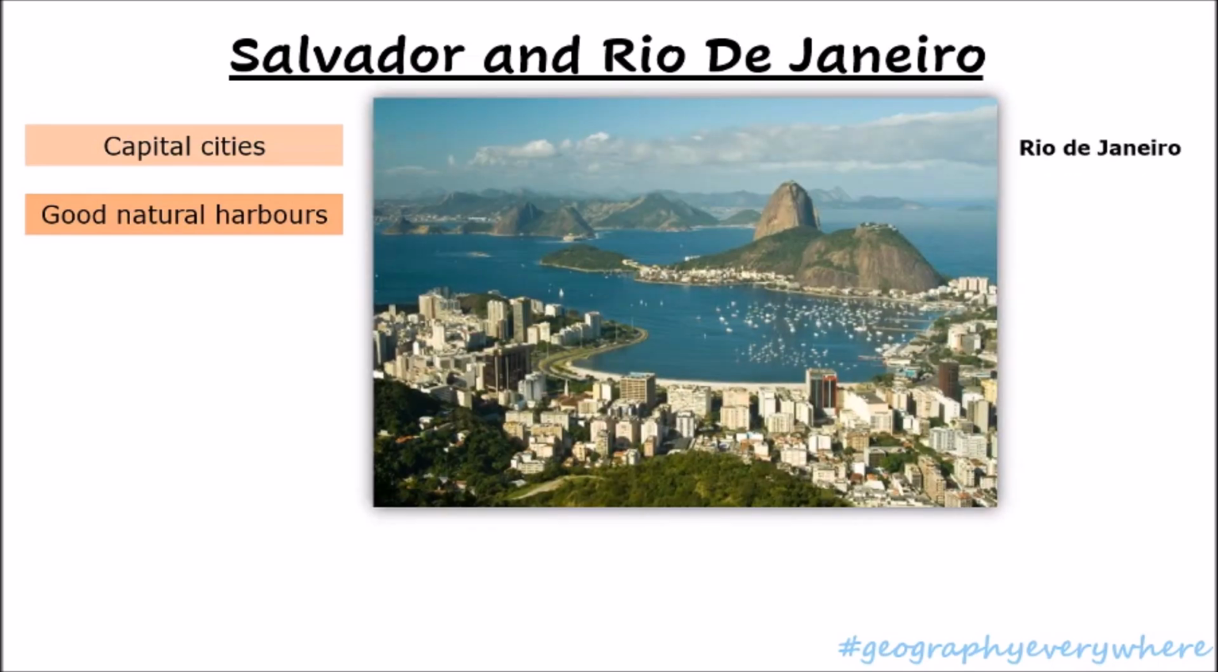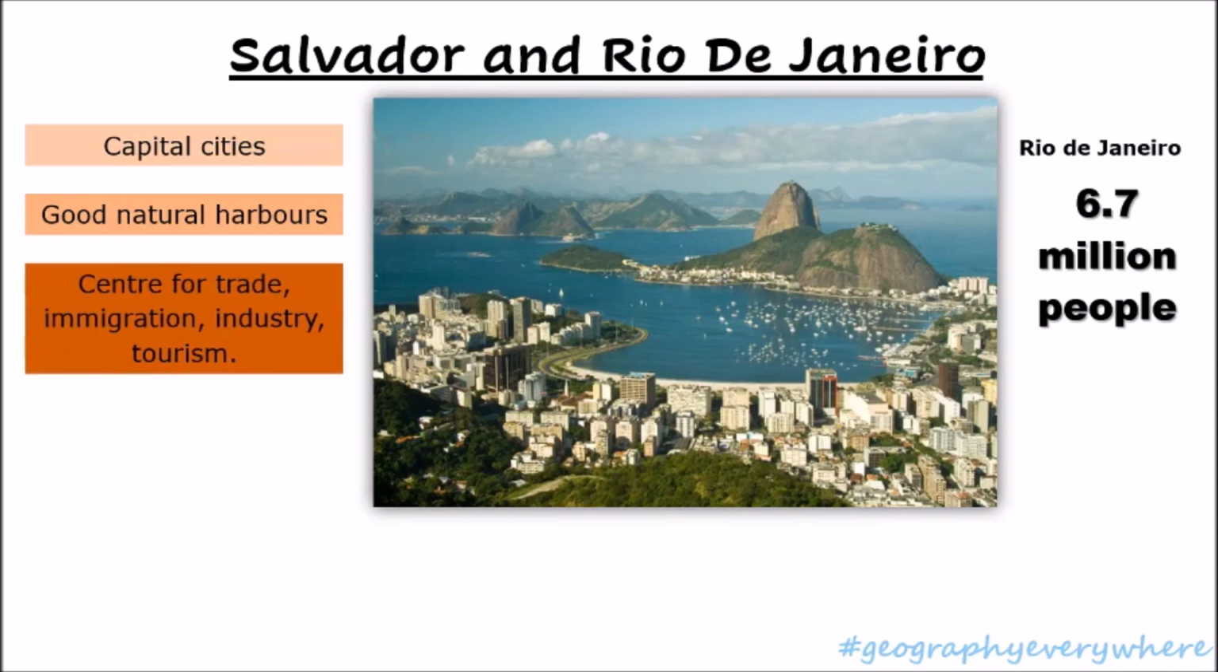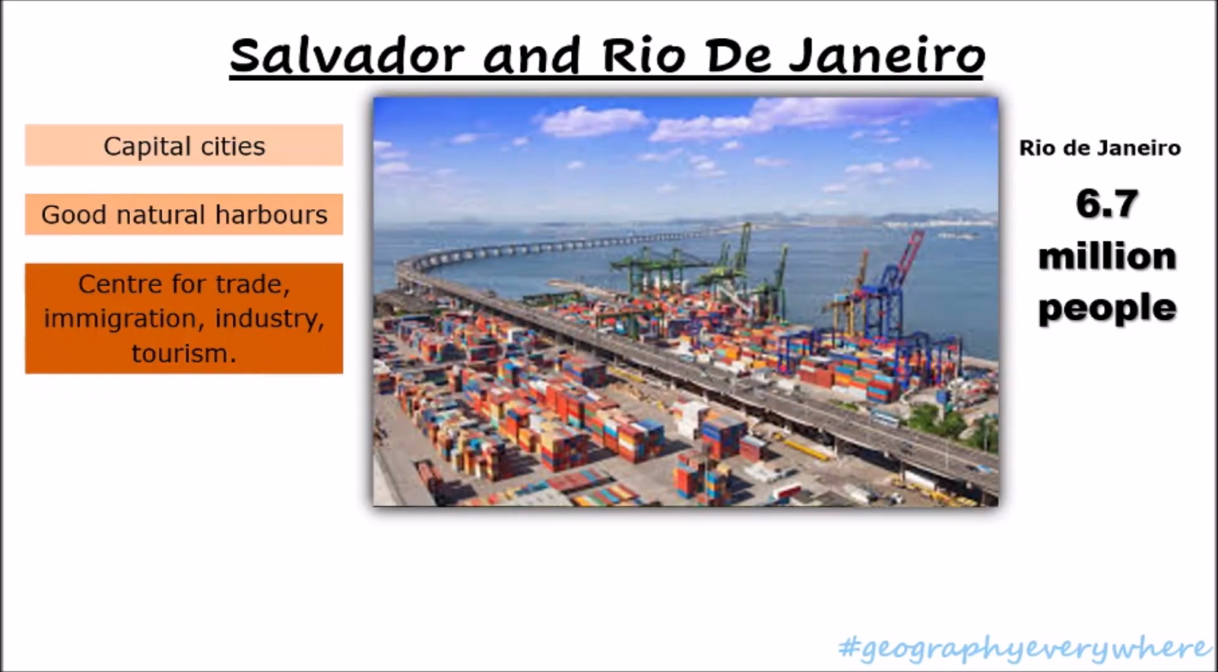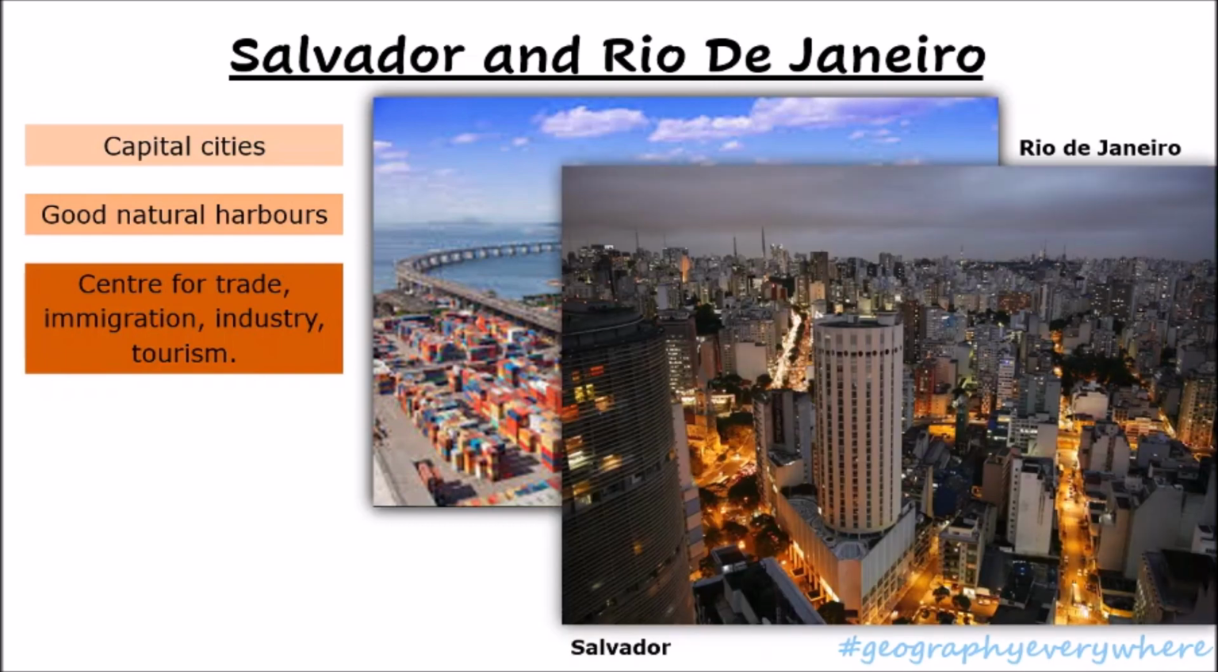This is Rio de Janeiro. In Rio de Janeiro, 6.7 million people live. Rio de Janeiro is the second largest city in Brazil. Salvador is the fourth. Because these two cities were built around good natural harbors, this encouraged a lot of trade, immigration, industry, and tourism. This is part of the port in Rio, the city of Salvador, which has 2.8 million people.